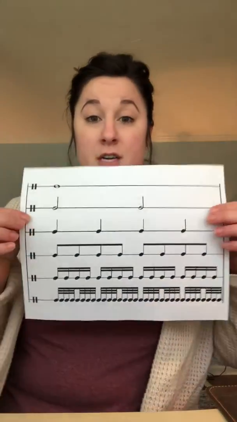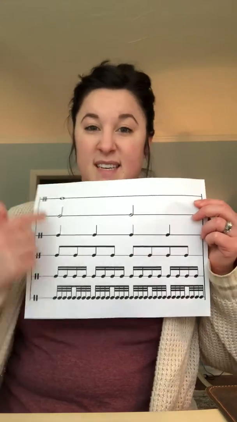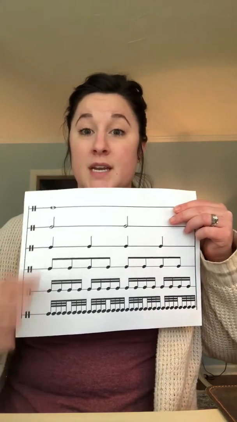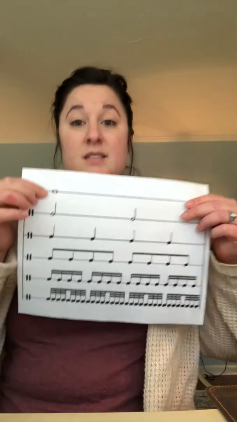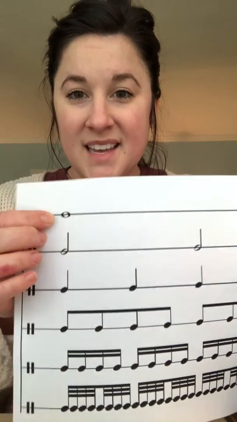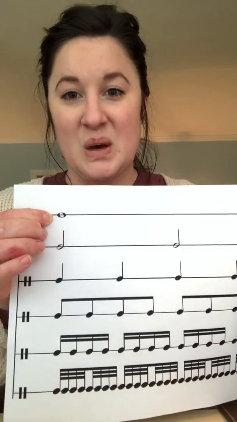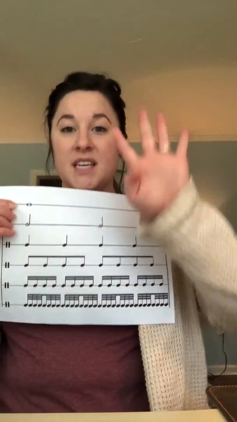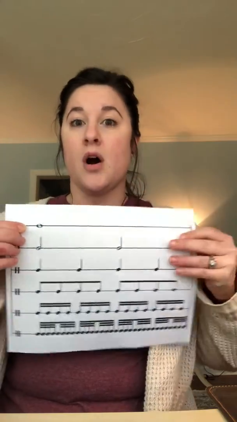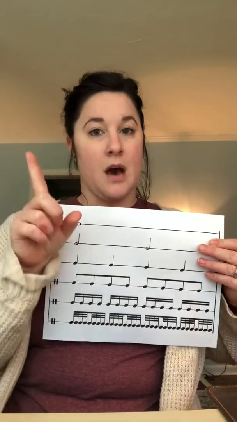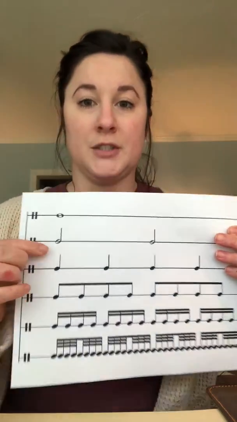Okay, so I have a chart here that's showing you basically the hierarchy of our note values. And hierarchy means the structure of greatest to smallest. So we're going to start up here at the top. This is which type of note? Yeah, you got it. That's a whole note. And a whole note equals 4 beats. A whole note fills the whole measure. That's why it's called a whole note, because it just takes that one note to fill the whole measure.